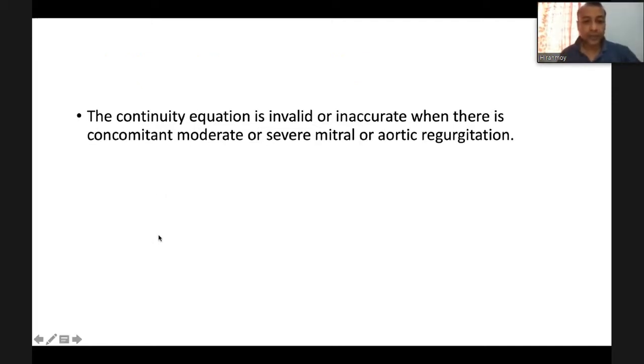Now, the continuity equation is invalid or inadequate when there is concomitant moderate or severe mitral or aortic regurgitation. If you see moderate to severe mitral or aortic regurgitation, you cannot use the continuity equation. You should look for other parameters. So effective orifice area by the continuity equation is invalid if there is any moderate to severe regurgitation.